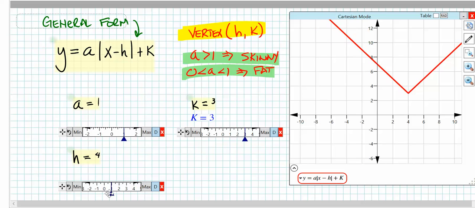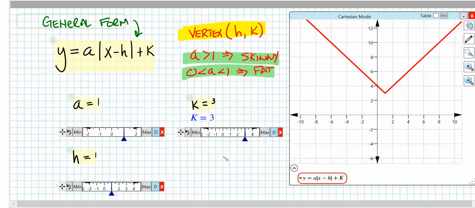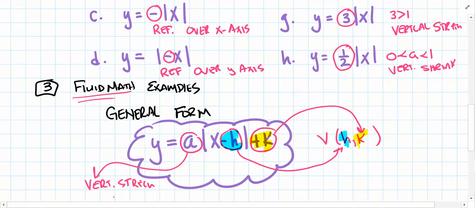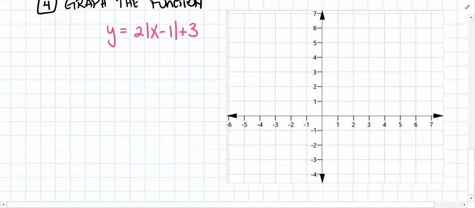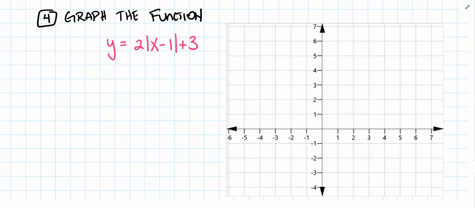So you can see over there in the video what's going on, okay? Hopefully that makes some sense to you. Let's go back over here. So let's do this example here. Okay, how would I graph this function? I have 2 times an absolute value of x minus 1, then a plus 3.